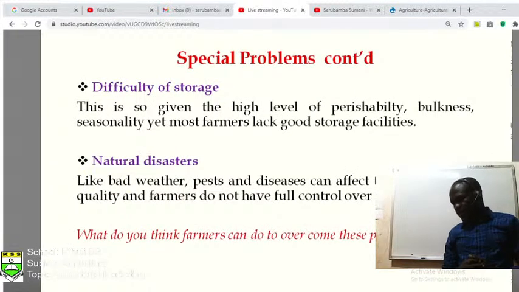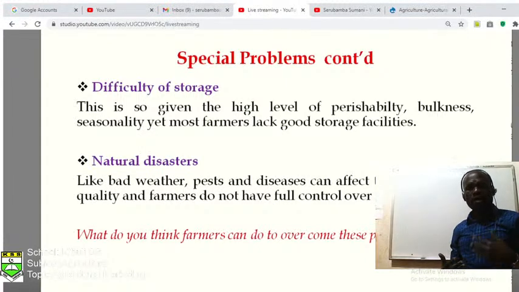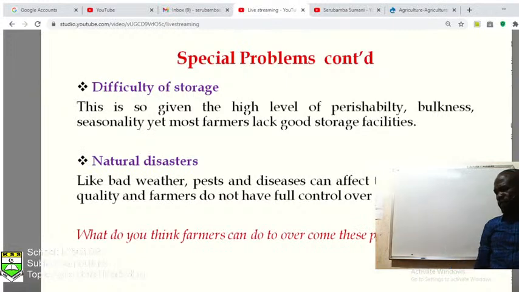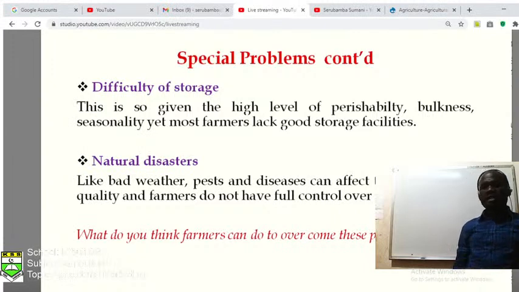Then the other is difficulty of storage. Remember, these products are bulky. Two, they are perishable. Now, how are you going to store them? Bulky, they occupy a lot of space. Perishable, they cannot stay for long. But you need to store them. They are not easy to store. If you are going to store them in good condition, you have to invest a lot of money in order to have a good storage facility, and most times it is not easy to have these good storage facilities.